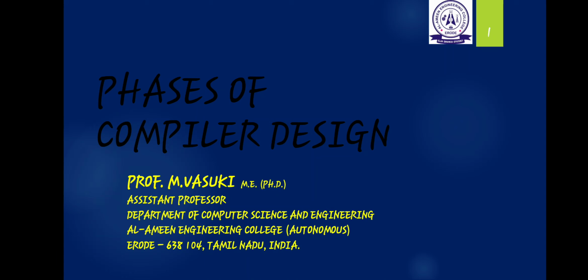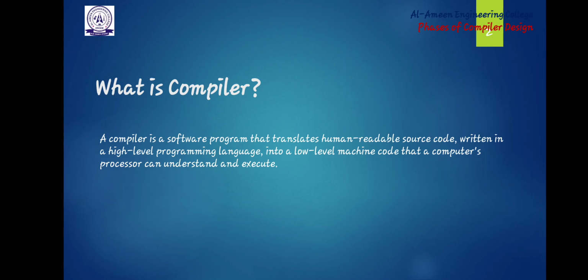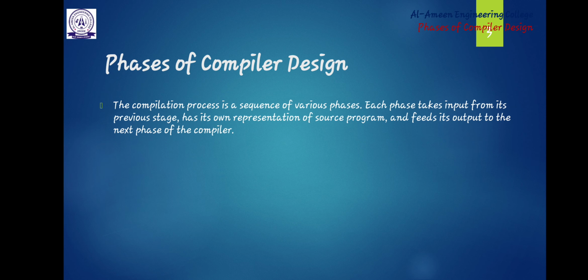Here I am going to discuss the topic phases of compiler design. First of all, let's see what a compiler is. A compiler is a software program. It translates human readable source code, which is written in high level languages like C, C++, Java, into the target code, which is machine understandable code. It will be easy for computers to understand and execute. This is a compiler. There are six phases of compiler design.